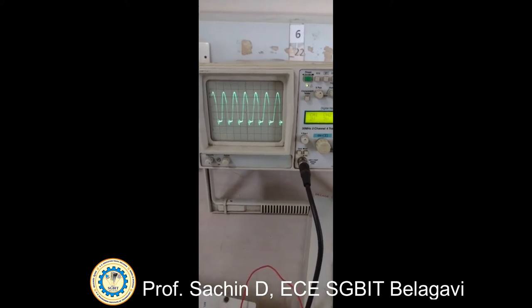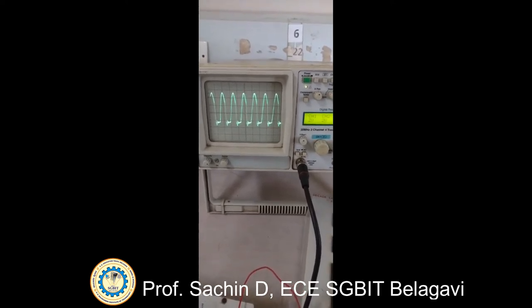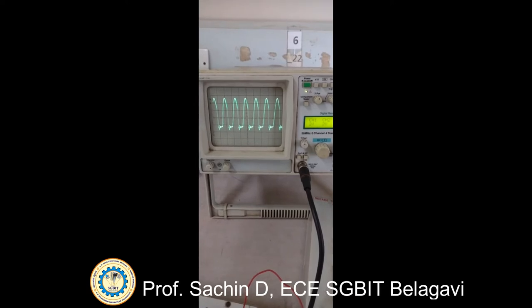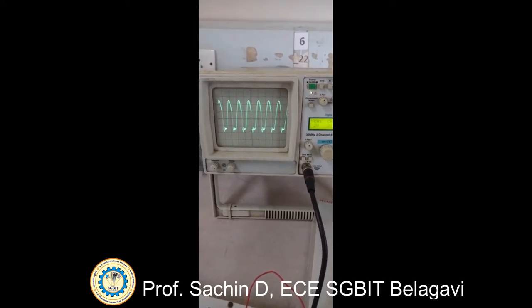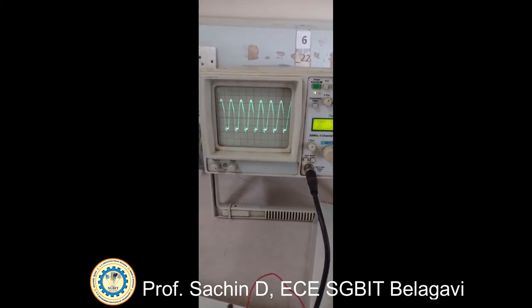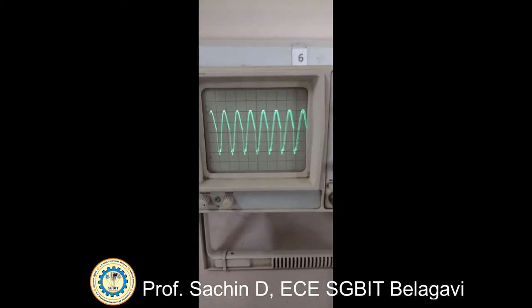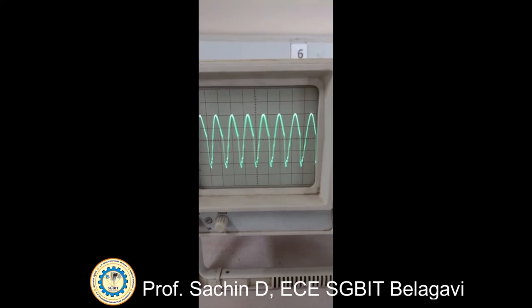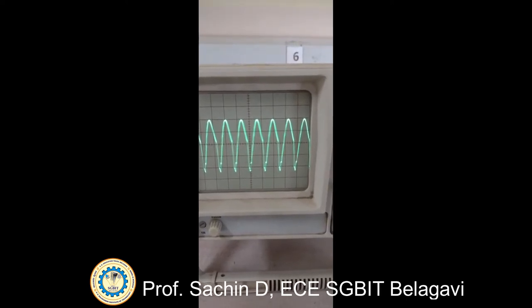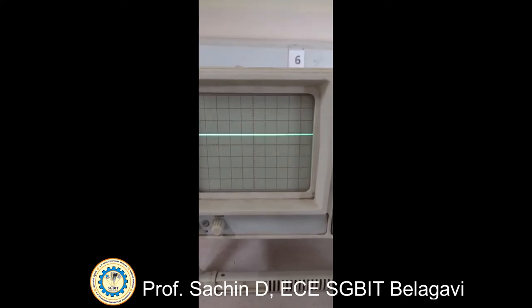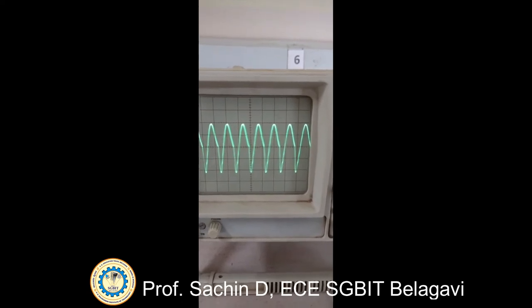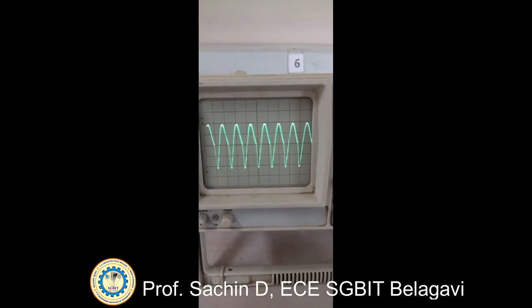So I am slightly varying this pot, you can see the change. So when I vary this pot slightly you can see the change, that the distortion in the negative cycle is decreasing. The distortion in the negative cycle, you can see when I am varying the pot here, the distortion in the negative cycle is decreasing. So finally, this is how you get the output for Colpitts oscillator.